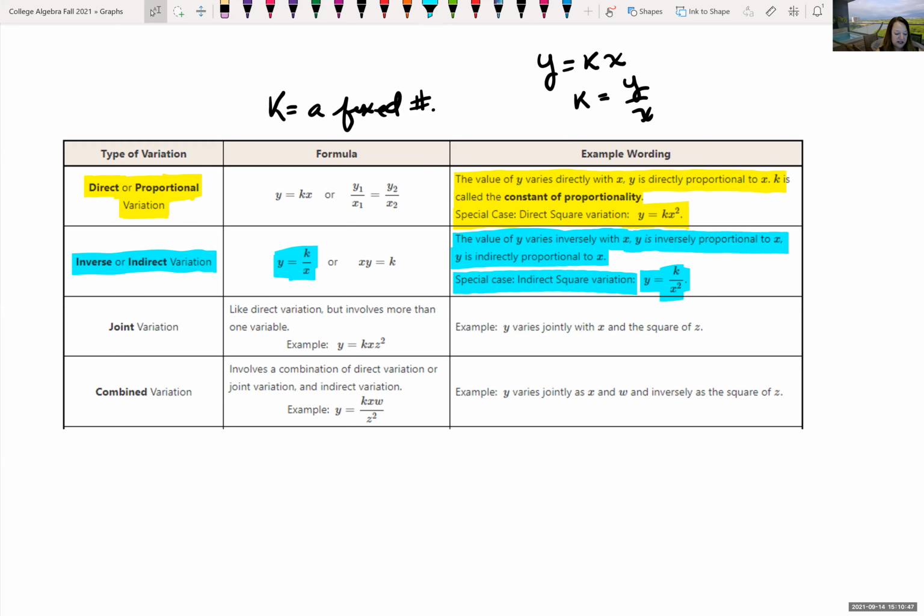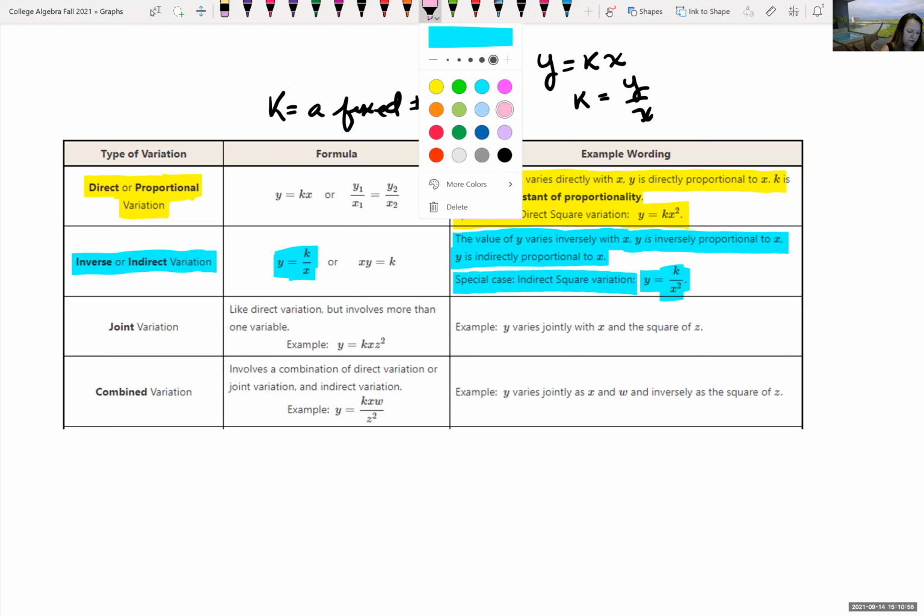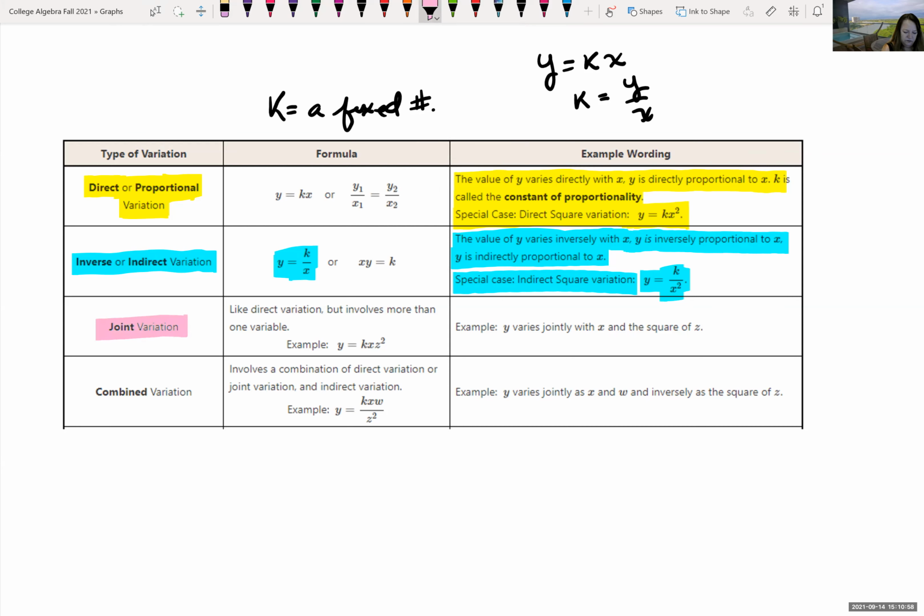Joint variation, that means that we have more than one variable in there. And so looking at joint variation, like direct variation, but involves more than one variable. So for instance, y equals k, that constant, times maybe x times z squared. And how you would write that, y varies jointly with x and the square of z.